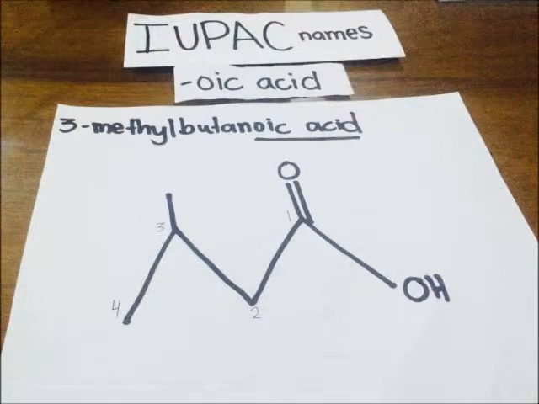IUPAC names. We derive the IUPAC name of an acyclic carboxylic acid from the name of the longest carbon chain that contains the carboxyl group. Drop the final E from the name of the parent alkane and replace it with "-oic acid". Number the chain beginning with the carbon of the carboxyl group. Because the carboxyl carbon is understood to be carbon 1, there is no need to give it a number.